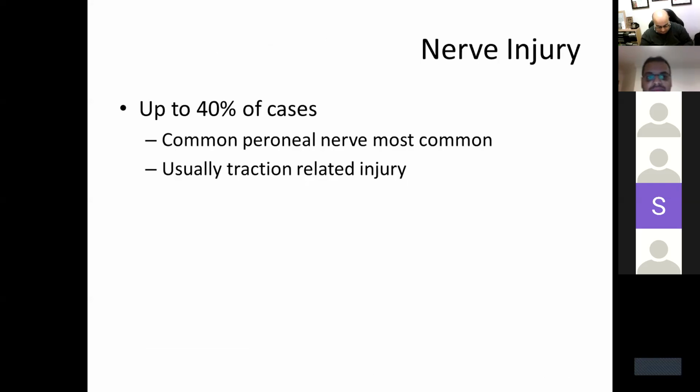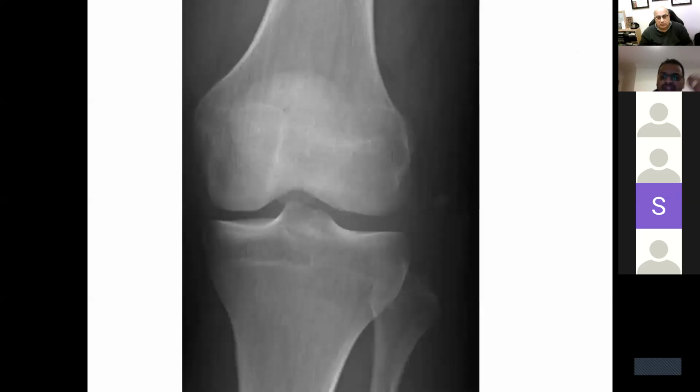Nerve injury is the other common problem. Up to 40% of cases have a common peroneal nerve injury, and this is perhaps the nerve that is primarily most affected. And these are usually traction injuries from the significant varus deformity that happens and the stretch on the lateral side. Anyone want to comment on this X-ray?